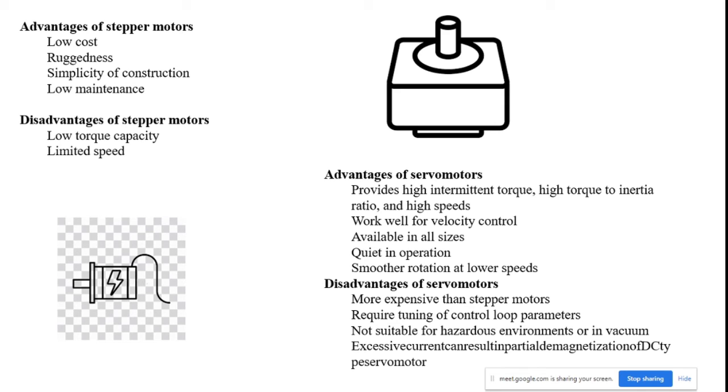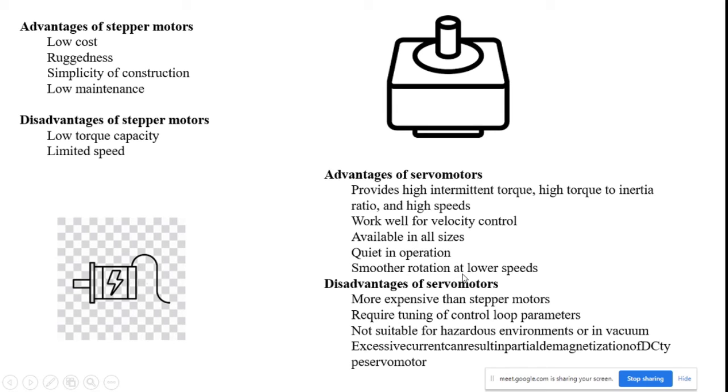But if I utilize the servo motor for operating a machine axis, it provides high intermittent torque, a high torque to inertia ratio and high speeds, and it works well for velocity control, is available in all sizes, is quiet in operation, and has smoother rotation at lower speeds. These are all the advantages we can collect from the servo motor, and it also has its own disadvantages.